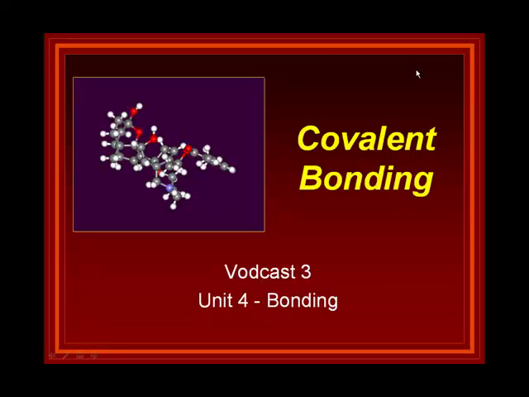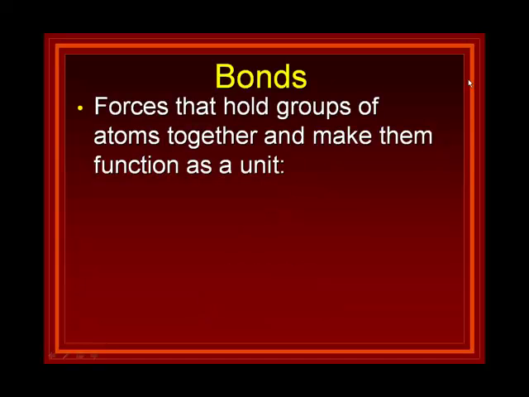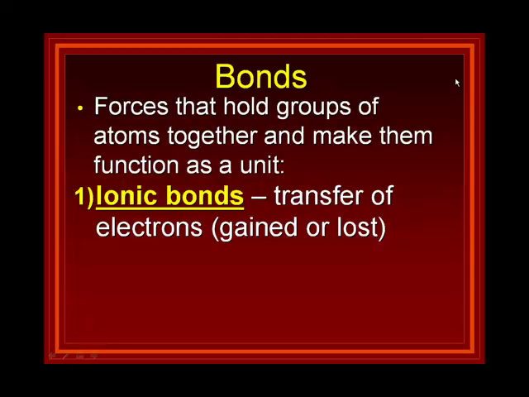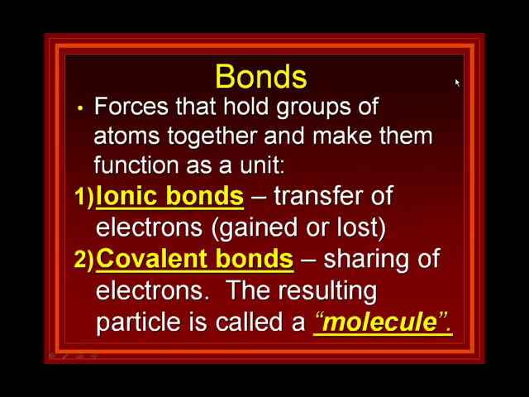Okay, this is the third vodcast on bonding, and this vodcast covers covalent bonding for Unit 4. Bonds are forces that hold groups of atoms together and help them function as a unit. We've already discussed ionic bonding, which is where there is a transfer of electrons. They can either be gained or lost. This section covers covalent bonding, which involves the sharing of electrons. And when they share electrons, the resulting particle is called a molecule.